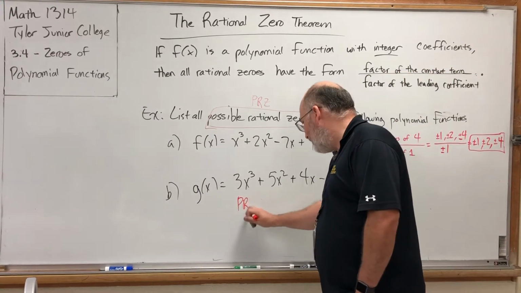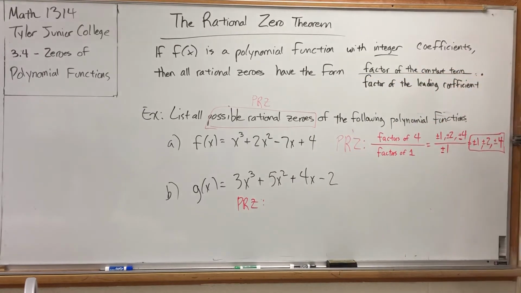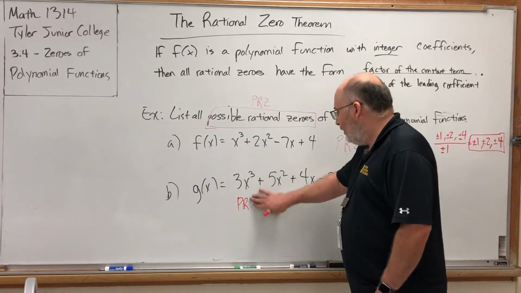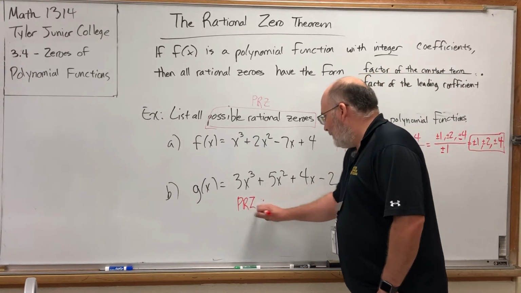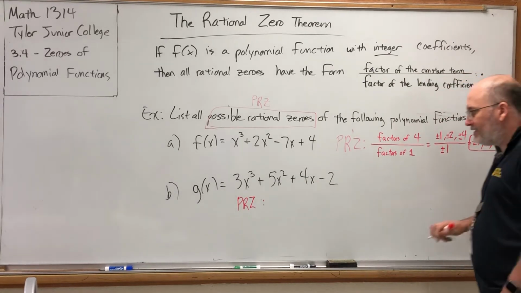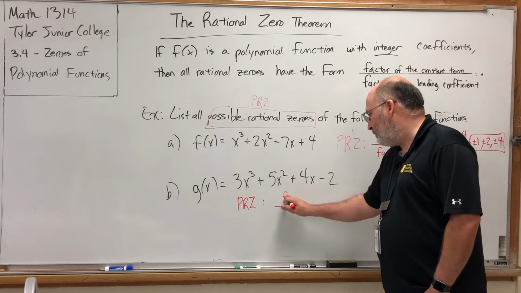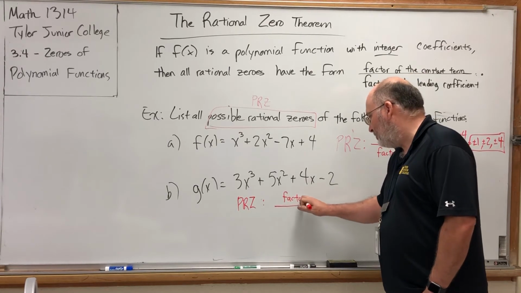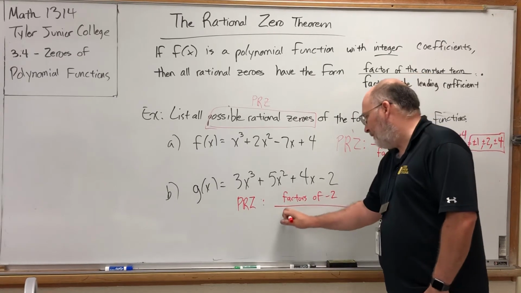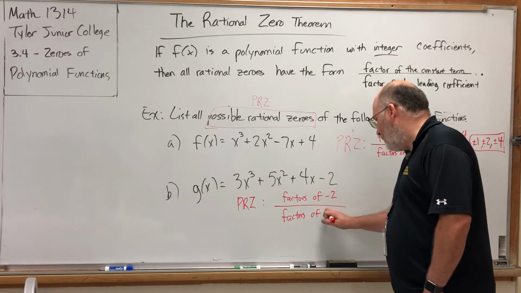The possible rational zeros for g of x equals 3x to the third power plus 5x to the second power, plus 4x minus 2. To list the possible rational zeros, in the numerator we list factors of the constant term, and the constant term here is -2. And in the denominator we list factors of the leading coefficient. The leading coefficient is 3.